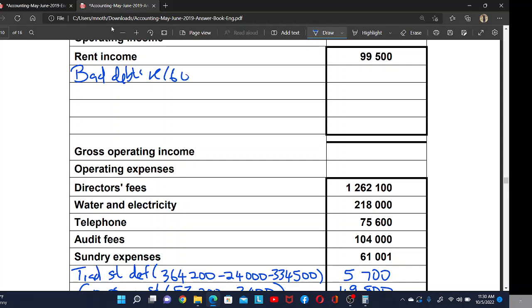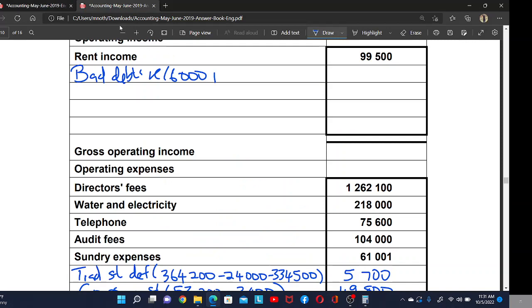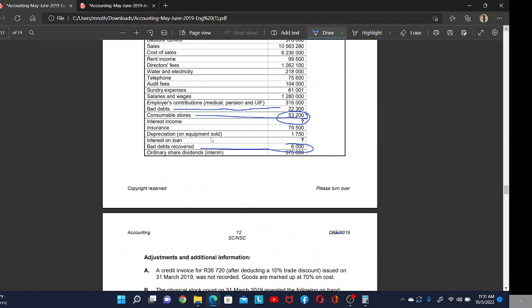So it's 6,000. And then we have a new one, which is 1,800 plus 1,800, which is going to be 7,800. The next one, adjust the provision for bad debt to 28,000. Now let's check if we provided more or less.